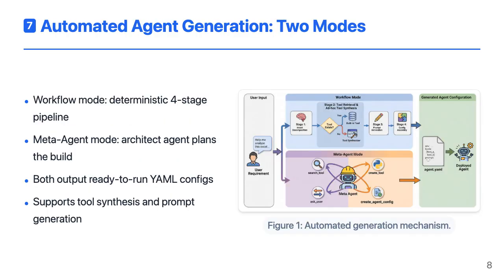To cut configuration costs, Youtu-Agent can generate agents automatically from a short natural language description. It offers two paradigms. Workflow mode is a fixed, deterministic pipeline that works well for routine tasks. Meta-agent mode is more flexible. It spins up an architect agent that can search for tools, create new ones, ask the user clarifying questions, and finally assemble the full YAML configuration. In both cases, the end product is a deployable agent config with tools, prompts, and environment wired up.